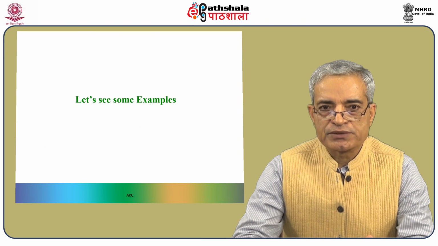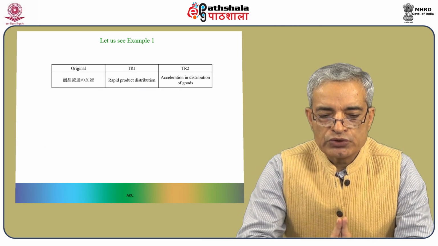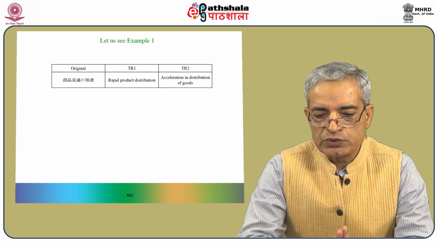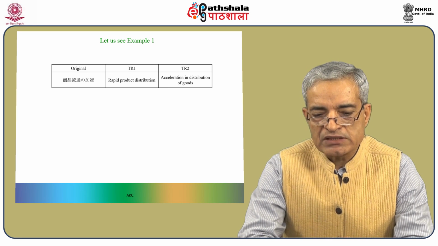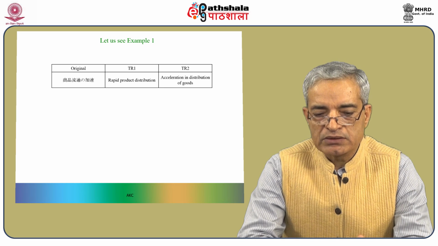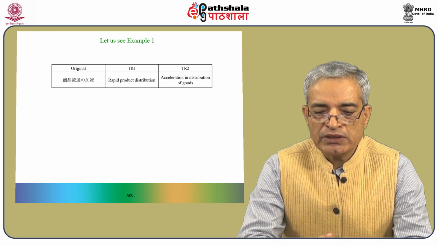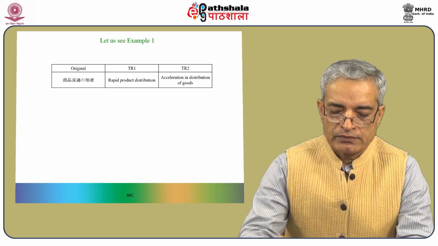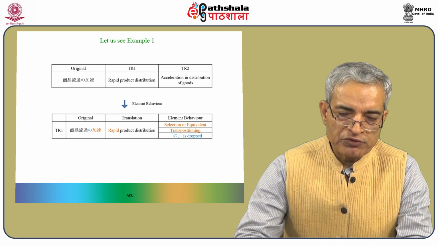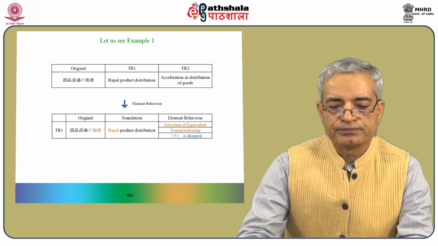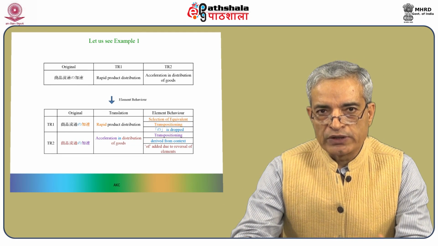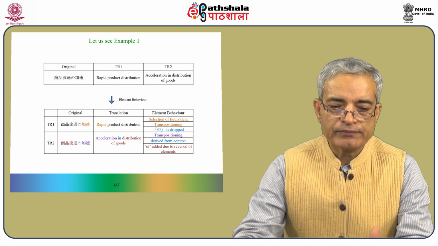Let's see some examples. The example is Shohin Ryutsu no Kasoku, and the first translation is rapid product distribution. The second translation is acceleration in distribution of goods. Both seem to be fine, but let's see further. Let's see some examples to understand what we are talking about.